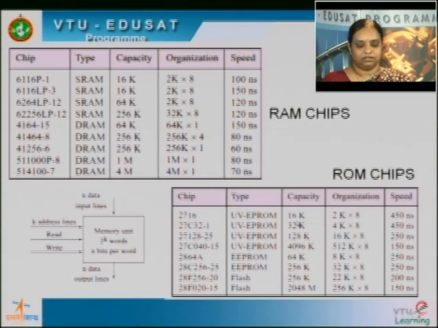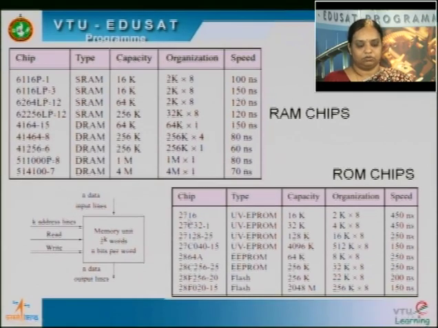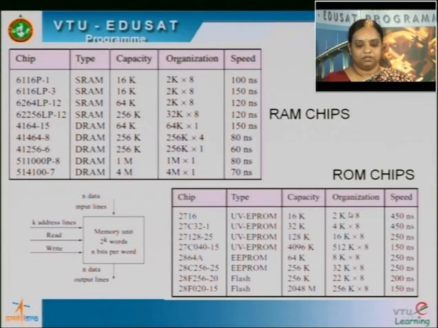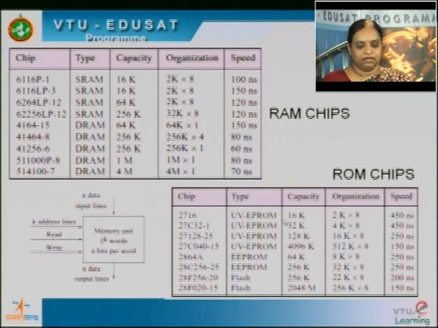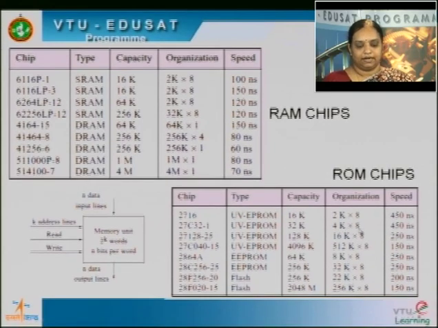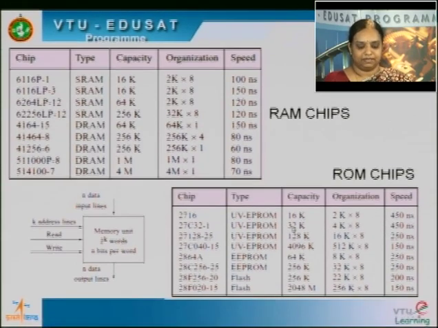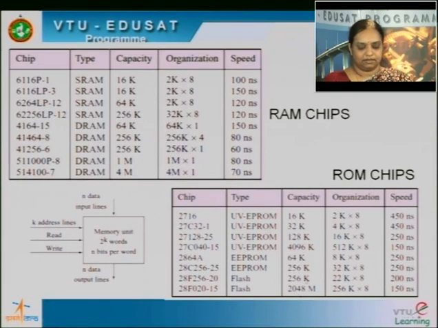What is 16k? 16k is the capacity of this 2716 chip. And how is it organized? It is organized as 2k into 8 with a speed of 450 nanoseconds. The same UV EPROM, another chip, will have 32k, and the organization is 4k into 8. So 4k into 8 is the organization, and this capacity is in terms of bits. And these are the various examples.